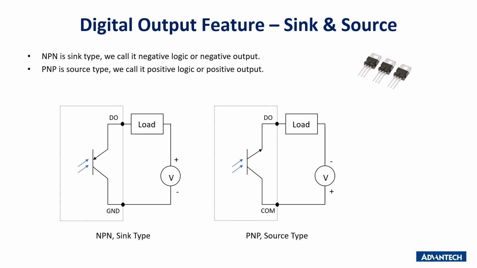For digital output, there are sink type and source type. Sometimes we hear customers ask about the NPN type, which is equal to sink type output. We can also call it negative logic. When it is triggered, it outputs the low level voltage. And the PNP type is equal to source type output. We can call it positive logic. When it is triggered, it outputs the high level voltage.